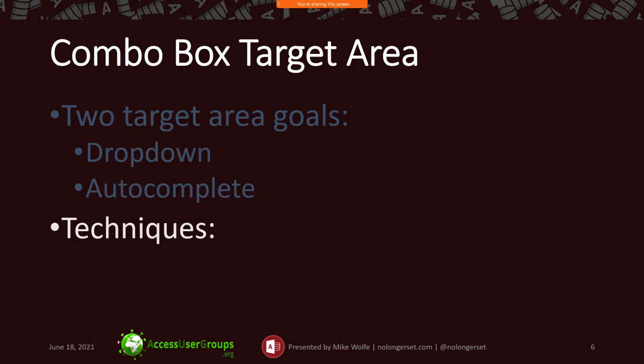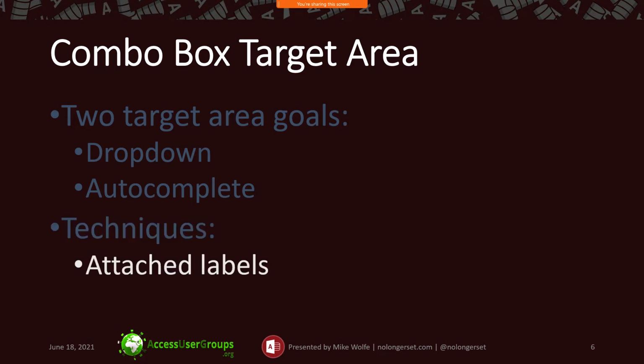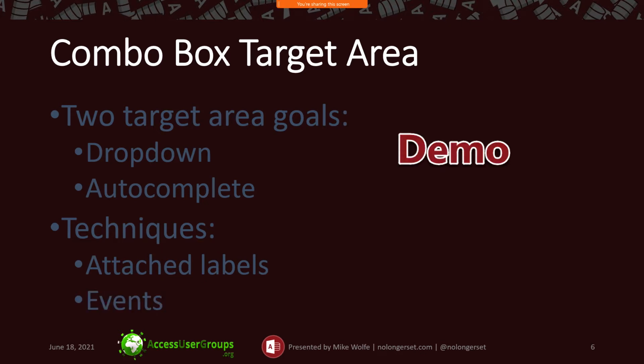So a couple of techniques to increase the combo box target area: make sure you've got labels that are attached to the combo boxes. That allows you to click on the label in order to send focus to the combo box, and then handling some of the events associated with clicking on it.